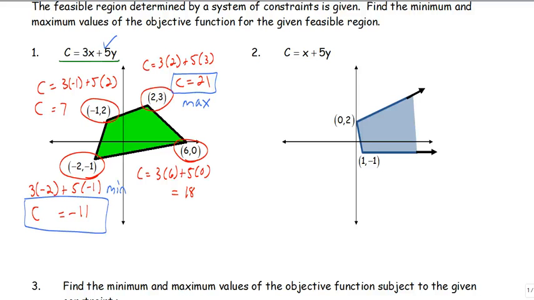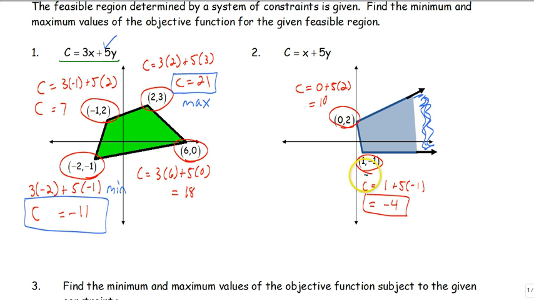This one's a little more challenging because it keeps going. It's not bounded all the way. So this keeps going, it's shaded forever. All I have are 2 points. So let's test these points first. I have C is equal to 0 plus 5 times 2, which is 10. And I have C is equal to 1 plus 5 times negative 1, which is negative 4.